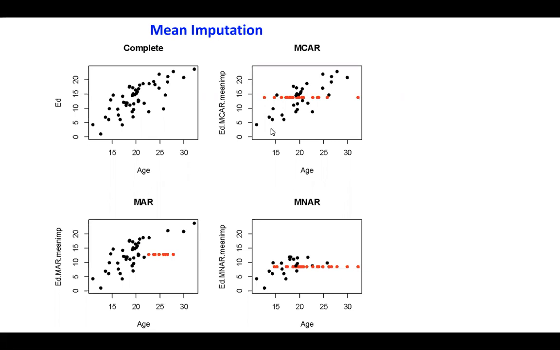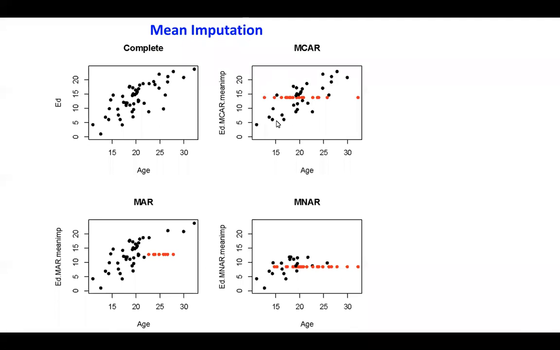Another good thing is that if we use this filled-in data set to calculate the mean education, we get a reasonable value. But there are a couple of things that don't work so well. One thing is we've lost the relationship between age and education that used to exist in the original data set. We can't see that with this missing data strategy of mean imputation.